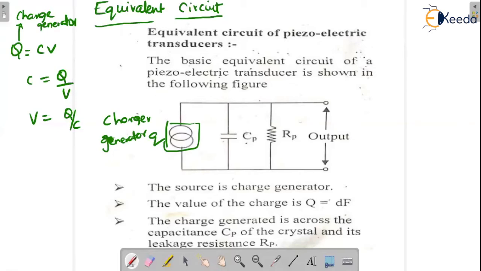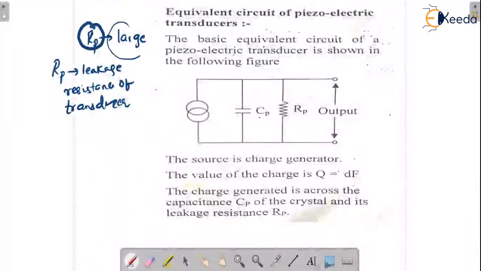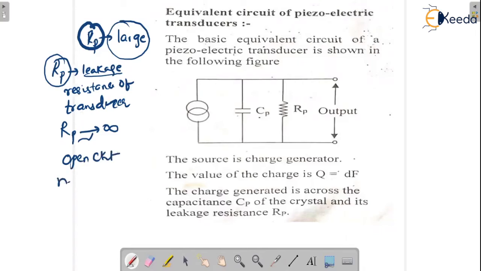Because this is a charge, there will be a parallel capacitance and also the resistance of the transducer, which is called the leakage resistance. The value of this leakage resistance, RP, is very large for a transducer, so it is neglected. Whenever the R value is high, approximately infinity, we say it is an open circuit, and we neglect the value of R, in this case RP. So this is the charge generator, this is the capacitance of the transducer, and this is the resistance of the transducer, and the output is taken across this point. And if you look at it, Q is equal to CV is one expression that we already know.